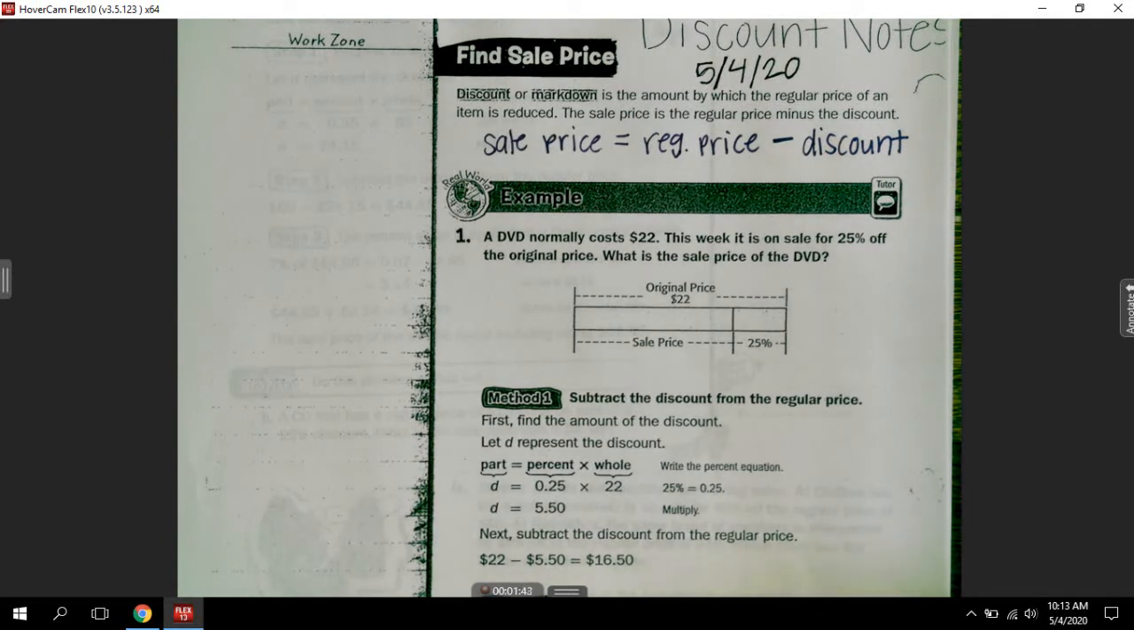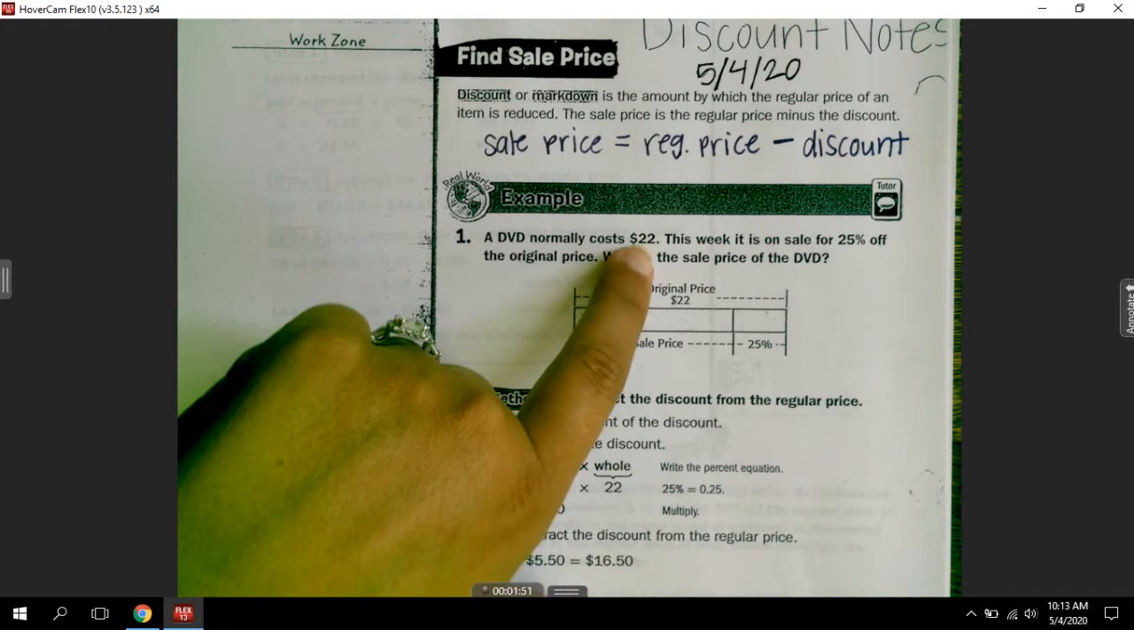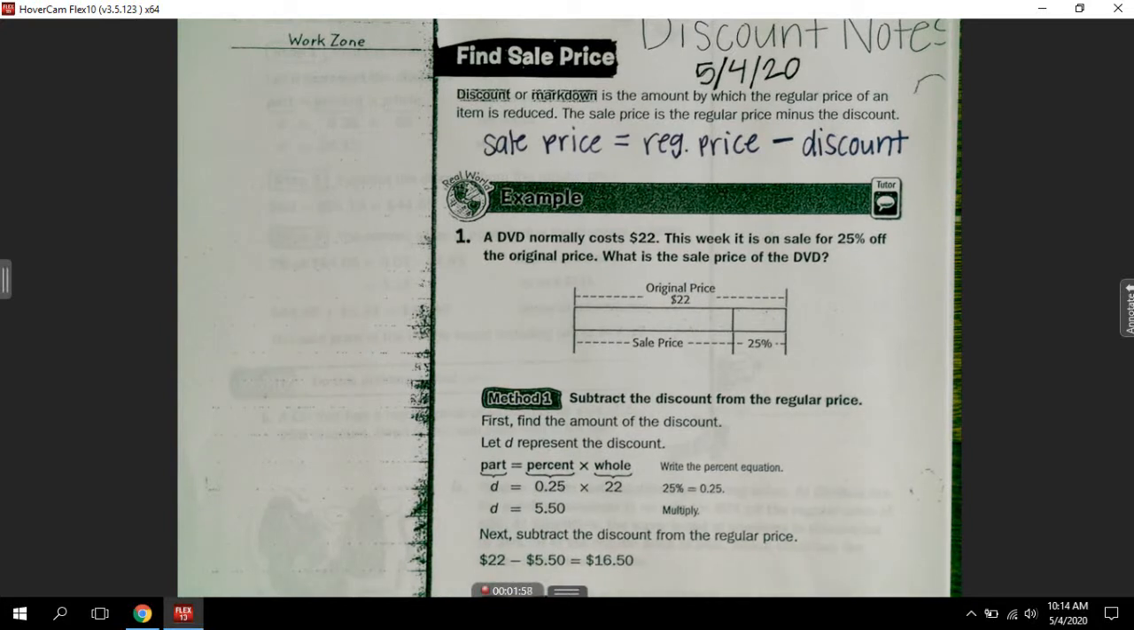So example 1 says a DVD normally costs $22. This week it's on sale for 25% off of the original price. What is the sale price? So again, if it's on sale, that means we're saving money. So it's going to be less than $22. So to begin with, it was $22. It's on sale, so it's going to be less than $22 now. We need to find out what it's actually going to be.